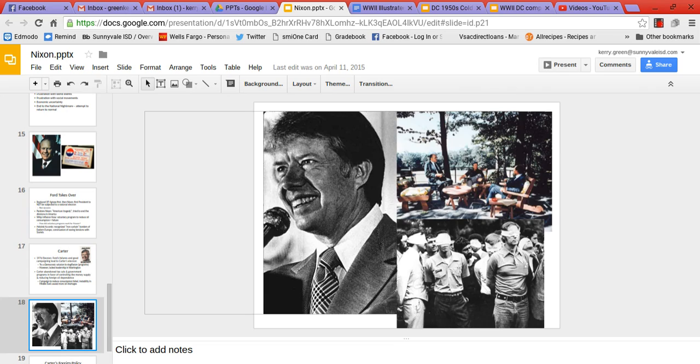Now he does lead the Camp David Accords, which are a big foreign policy development for him, where he negotiates a peace between Egypt and Israel. And that's known as one of the big high points of his presidency. So you will need to be familiar with the Camp David Accords, and we'll go into some more detail on that.